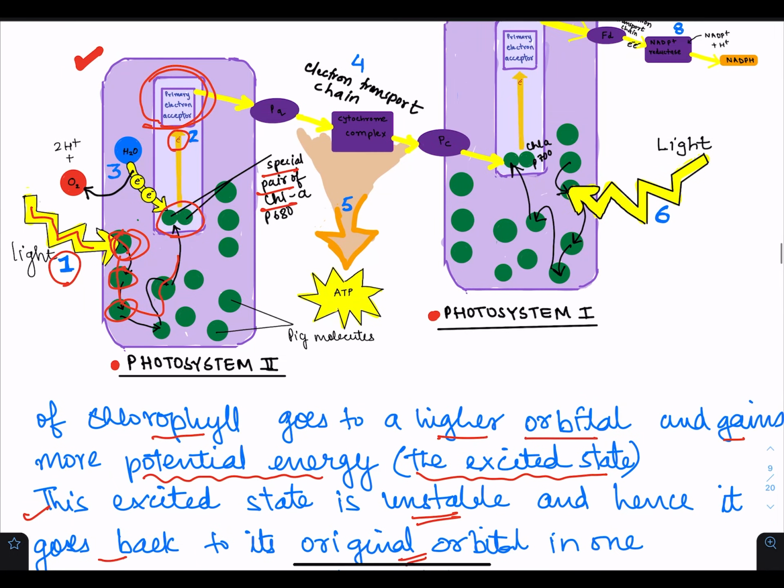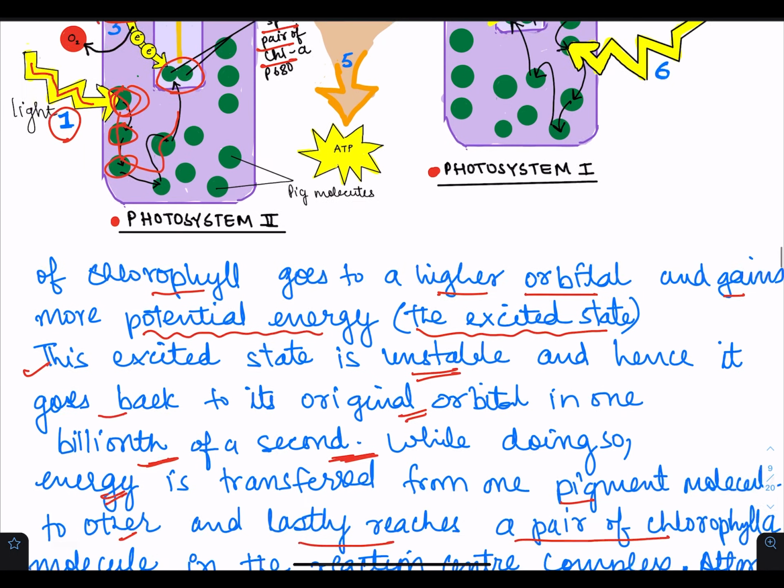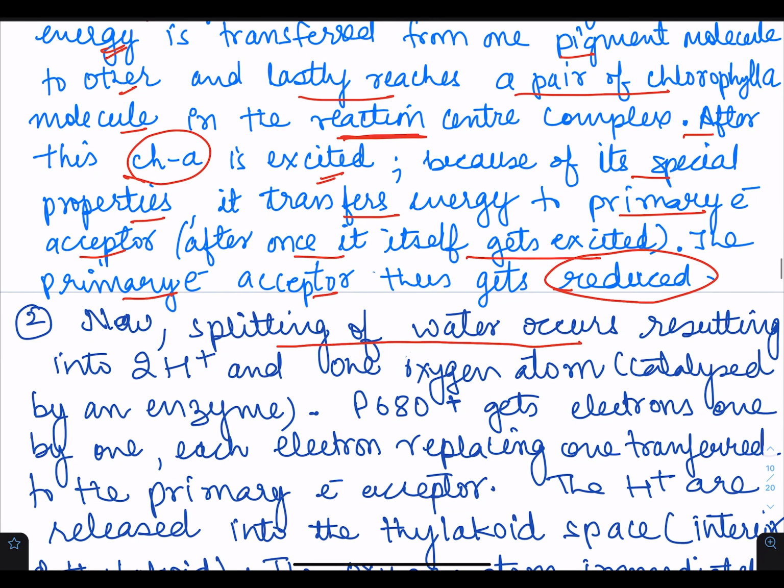Coming back to the diagram, splitting of water is occurring here. And what happens after that? Resulting in two H ions and one oxygen atom. Okay, this process is catalyzed by an enzyme, and the electrons go to P680. It will become P680 plus. What is P680? We'll study a little bit later.